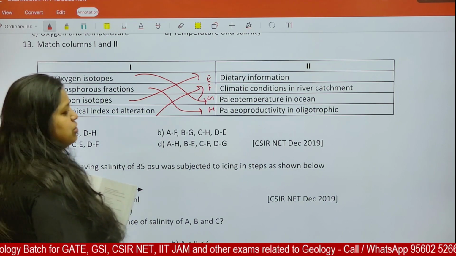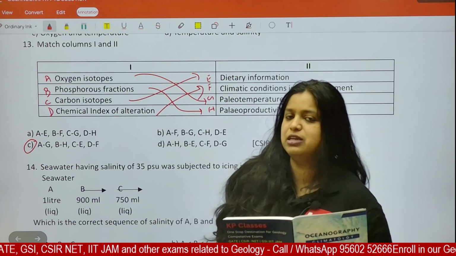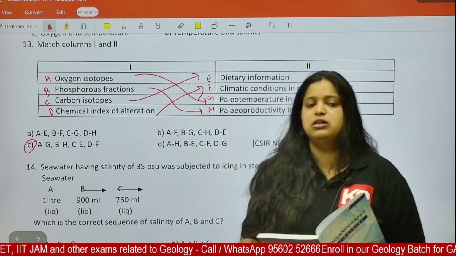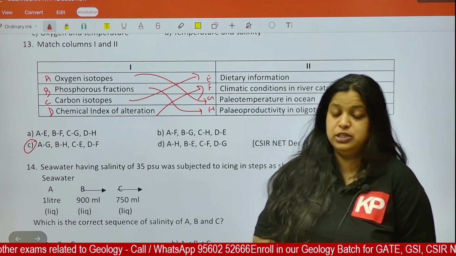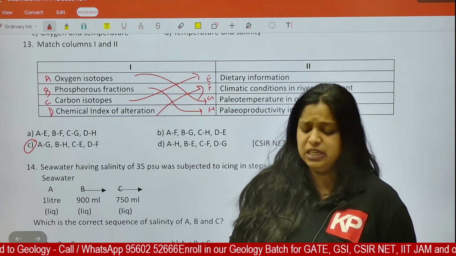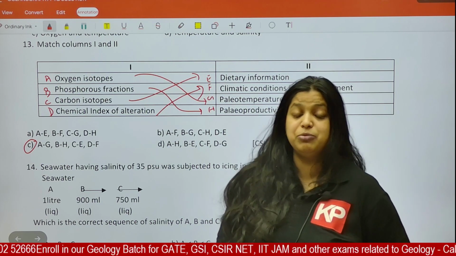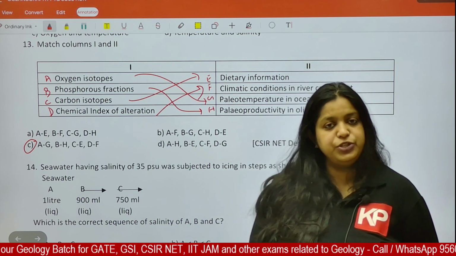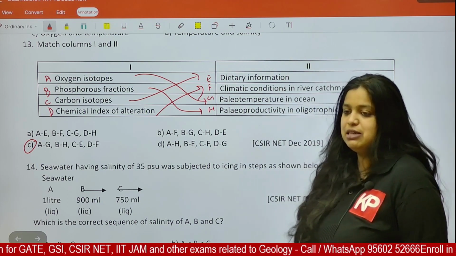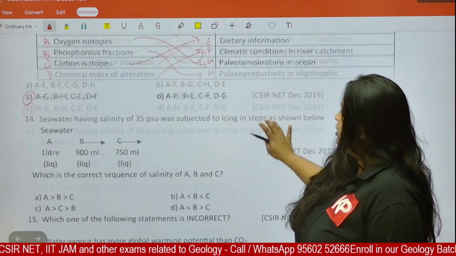Actually, this chemical index of alteration, CIA, is a term coming under geomorphology. So geomorphology related questions do come for calculating chemical alteration index. There is an equation for that. We'll discuss that in geomorphology classes.